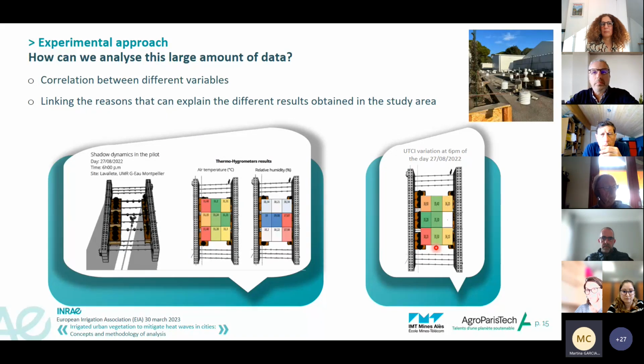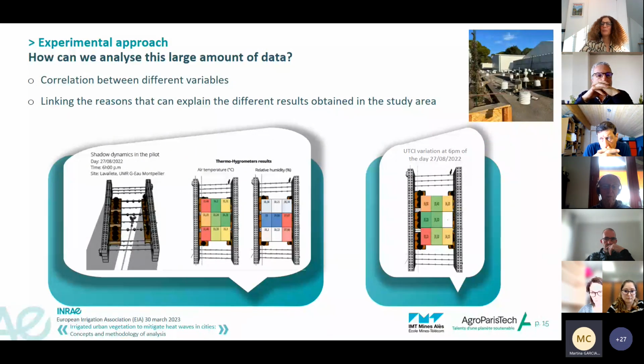So I emphasize here the attention that we should give to the way that we expose the results about the impact of the vegetation and irrigation, because we have a wide diversity of indicators. For example, we can talk about the impact in air temperature, surface temperature, and temperature equivalent to the thermal sensation. So when you talk about a pedestrian scale, you must speak of temperature equivalent to the thermal sensation. So in this case, the UTCI index.